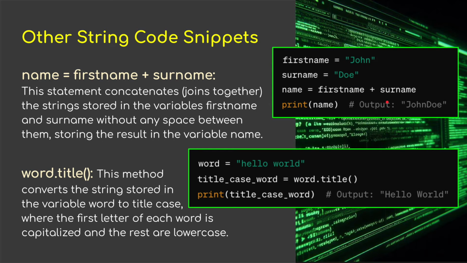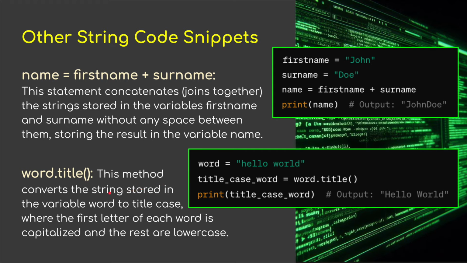Something else, and this is sort of going back to the other bit we did in terms of mixing strings and integers, but this time John and Doe. John is the first name, surname is Doe. We're going to name equals first name plus surname. Now when we print this out, it will output John Doe. It will merge them both together.